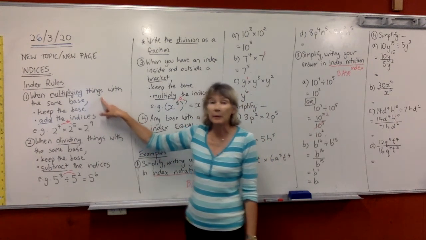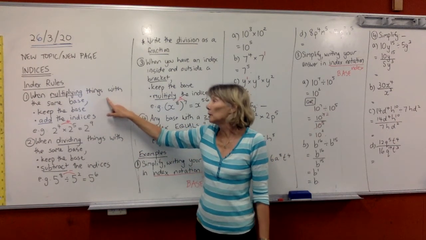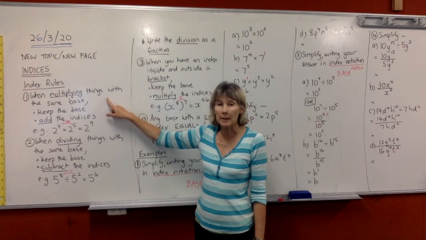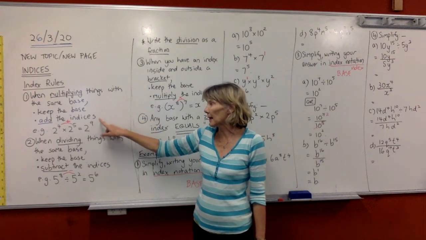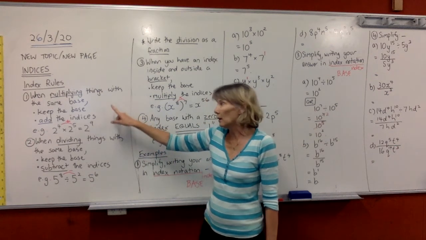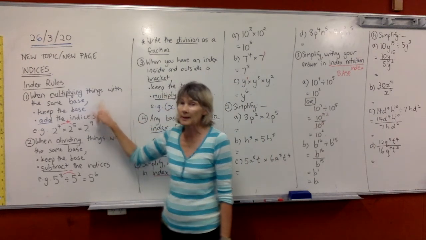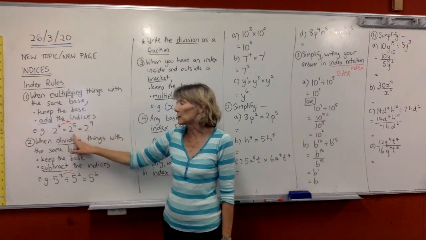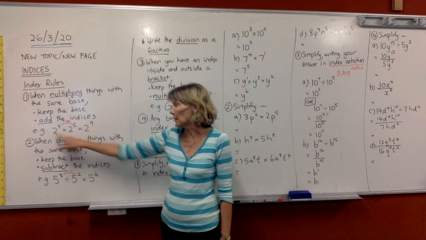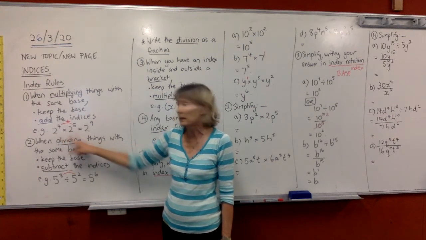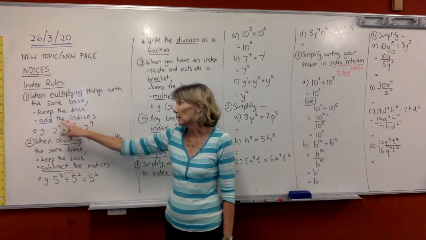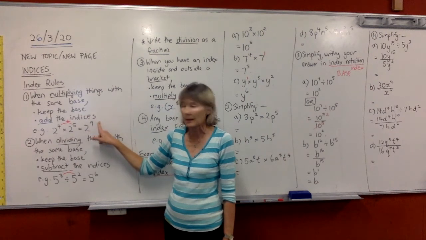So just recapping your index rules, you should already know: when you're multiplying things with the same base, keep the base and add the indices. A lot of people forget to keep the base at different times. So if you're doing this question, you're multiplying things with the same base of 2, keep the base of 2 and add the top little numbers together.